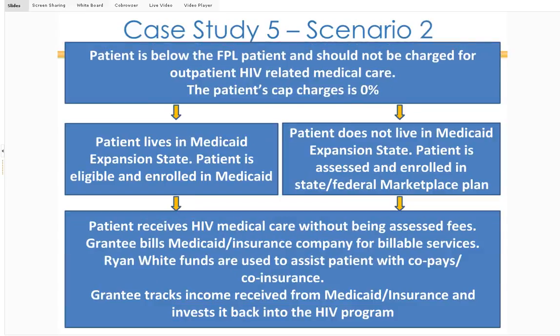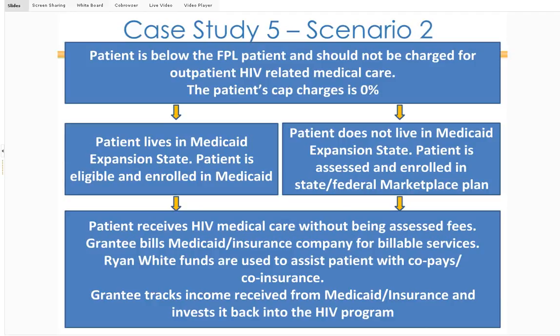But what I wanted to walk through is now with ACA, particularly in Medicaid expansion states, you have to look at these patients and get them enrolled in Medicaid if possible. If Medicaid is not an option, get the patient enrolled in a marketplace plan if that's available. So this patient comes to your program and receives HIV medical care without being assessed fees. The recipient's going to bill Medicaid and the insurance company for billable services. Ryan White funds will be used to help that patient with any copays or coinsurance. And this patient who's below the federal poverty level is now generating income for your program.